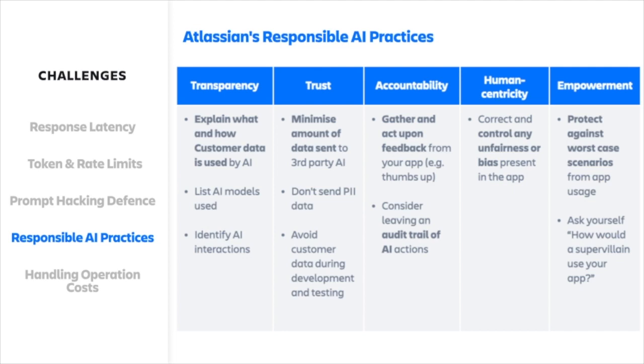There are 5 pillars in this blog post. One is transparency, that you explain how you use the customer data and list, for instance, the AI models you're using. Trust is an important topic, which means minimize the data you send, especially personally identifiable information. Accountability, that you incorporate user feedback about the AI responses. You also have an audit trail to look it up afterwards. Then that you control any unfairness and bias in AI responses, and then empowerment, that you protect against the worst case. So what did we do?